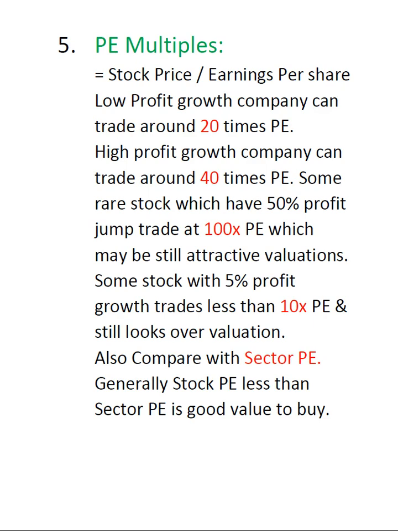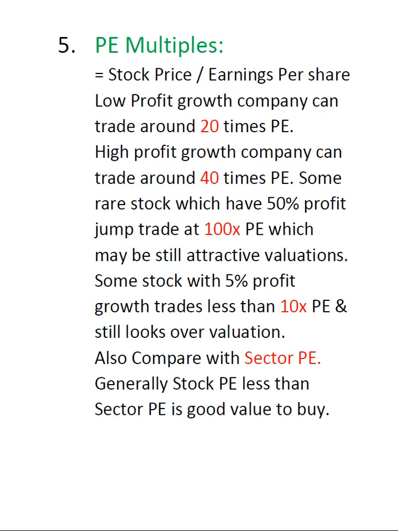And the fifth point, most important and a little bit confusing: the PE multiple, that is the price to earnings multiple. A simple formula is stock price divided by earnings per share. You can just Google the earnings per share of company XYZ and you will get the number. Divide the current market price by it, and there you get the PE multiple number.